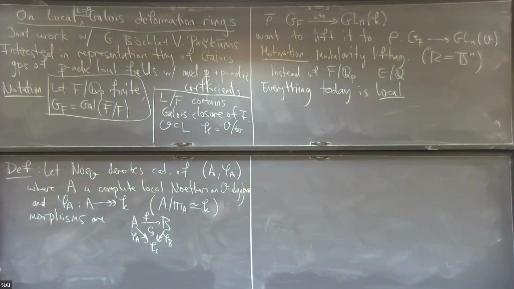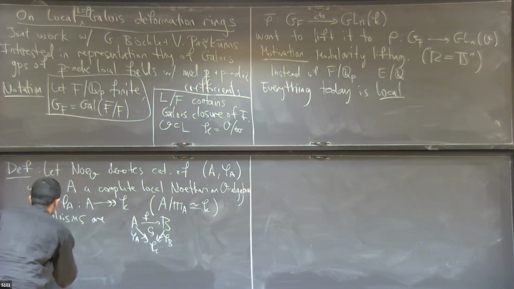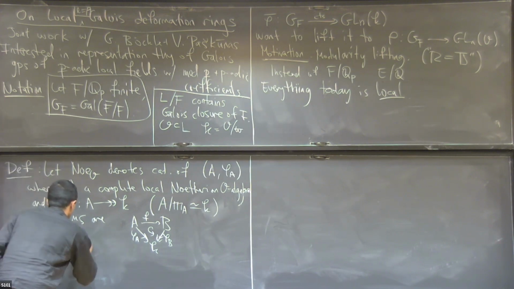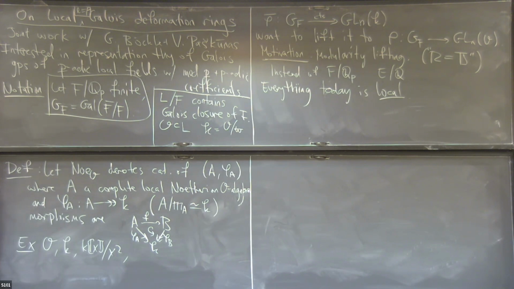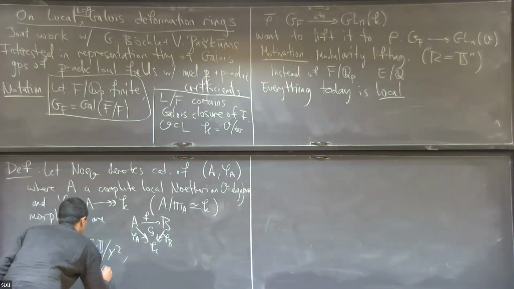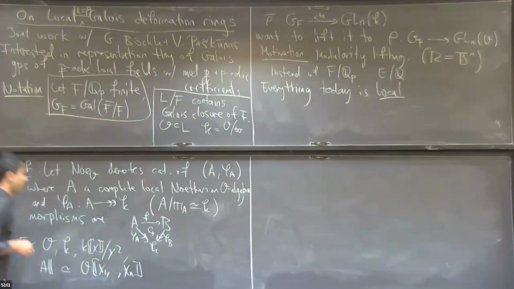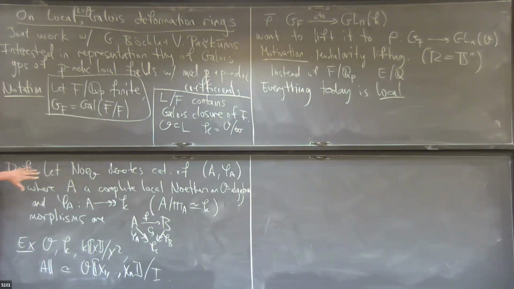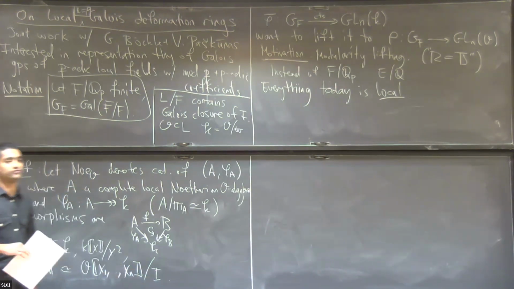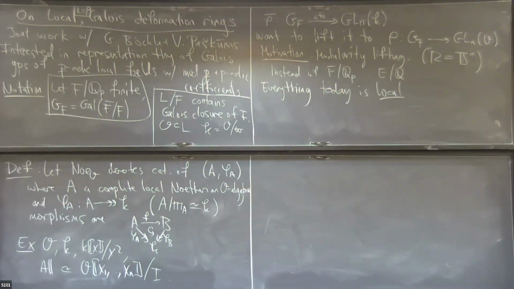And the main examples to keep in mind of objects in this category are things like O, right? K is also an object in this category. Something like k power series in X, let's say mod X squared. There are lots of different things you can cook up which live in this category. In fact, there's a structure theorem for things in this category. They're all isomorphic to things that look like a finite power series ring over O, modded out by some proper ideal. So this category looks kind of abstract, but it's actually just things of this form. You can prove that everything looks like that.